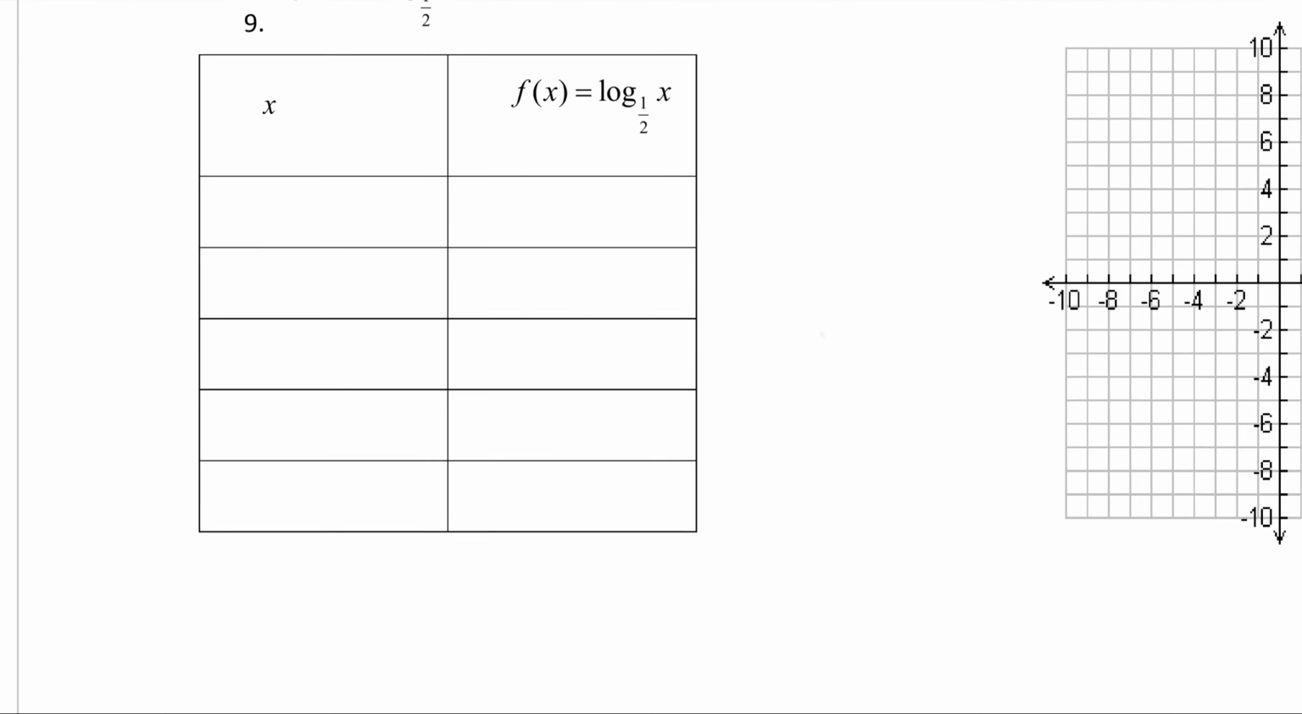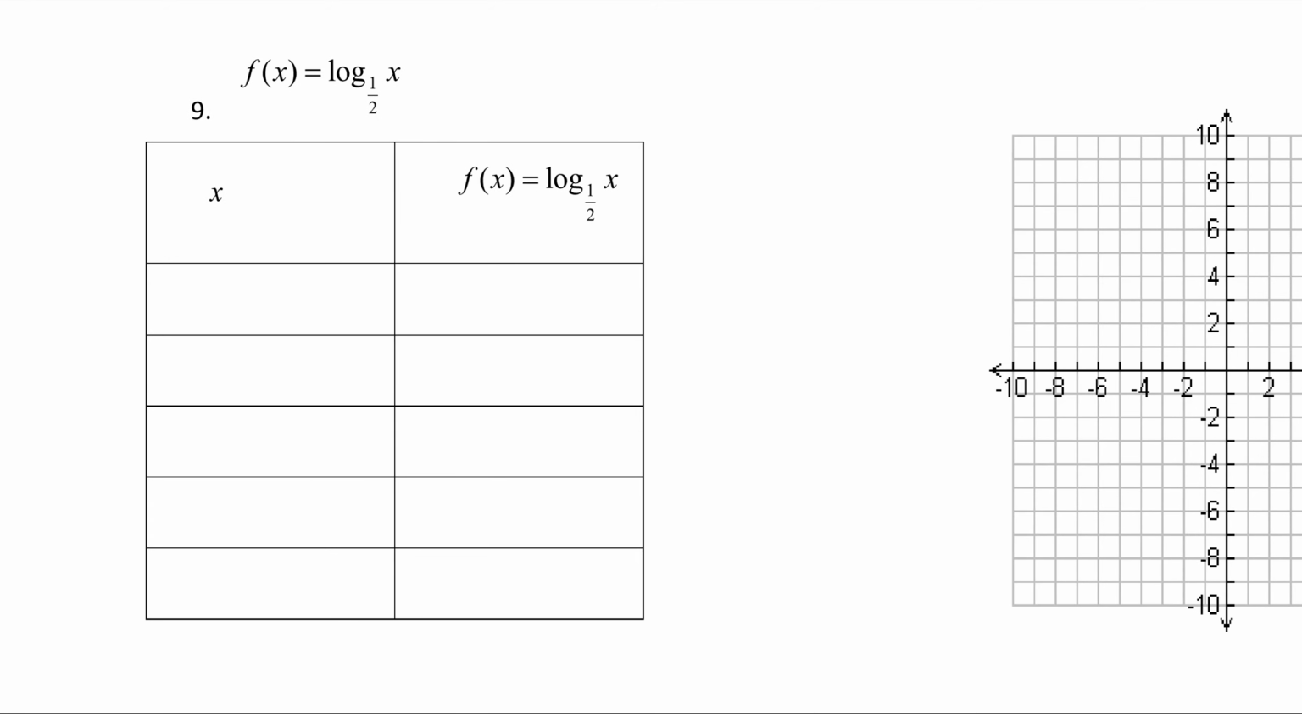All right, let's do one more. Remember, for logarithms, we're actually going to go 0, -1, -2, 1, 2. We're going to input them and solve to find x. So we have log base 1/2 of x equals -2. So it's 1/2 raised to the power of -2 equals x. The negative flips it and the 2 squares it, so it's actually just going to be a 4. So we have a 4, -2.